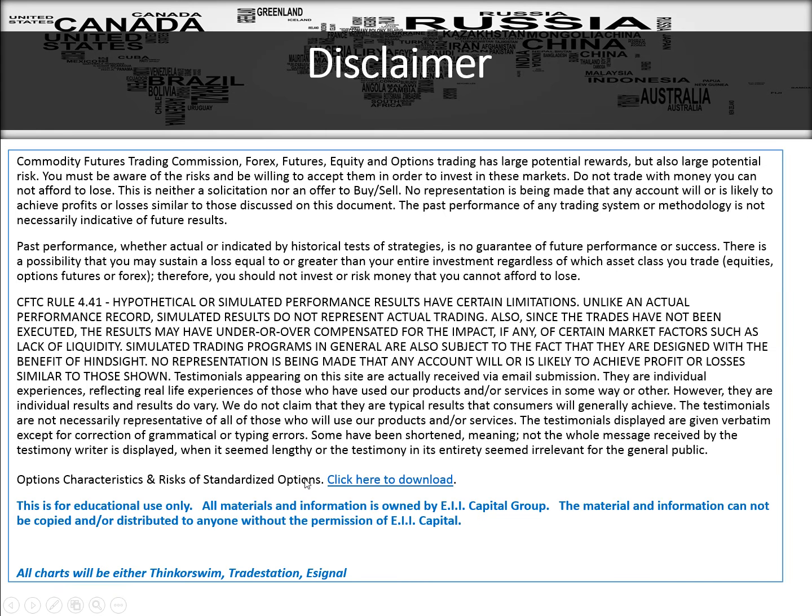Before we do go for the trade review, let me go for our normal disclaimer to state this is for education use only. We're not soliciting you to buy or sell any particular instrument. All information is owned by EII Capital Group, cannot be copied or distributed without permission from EII Capital Group. We're going to be using various charts from Thinkorswim, from TD Ameritrade, TradeStation, and eSignal, and that's because we're broker neutral.